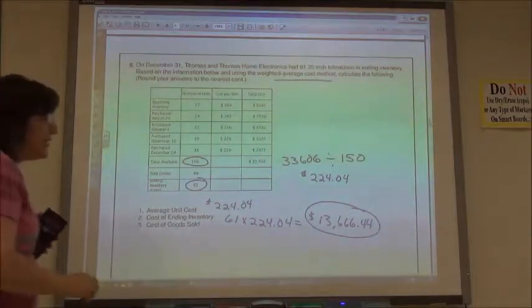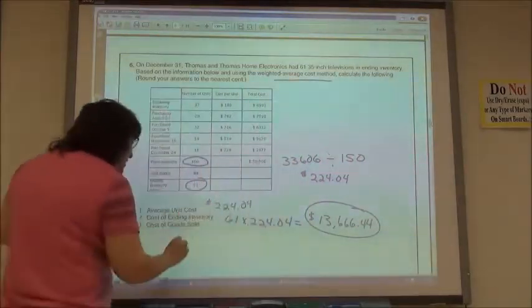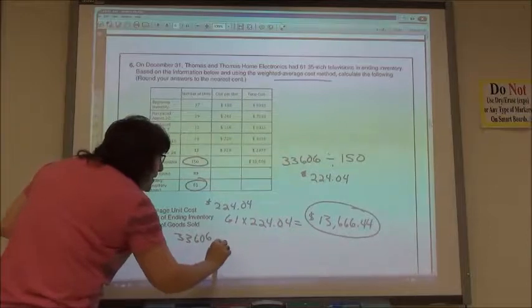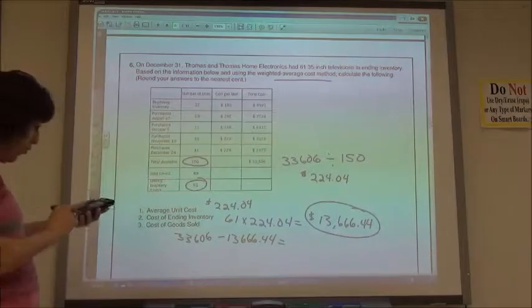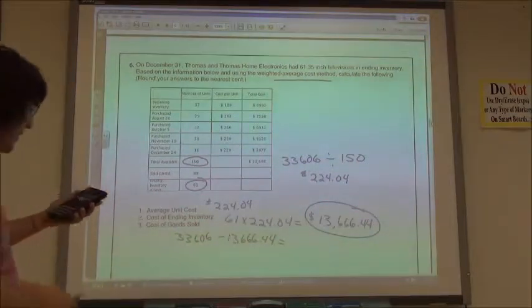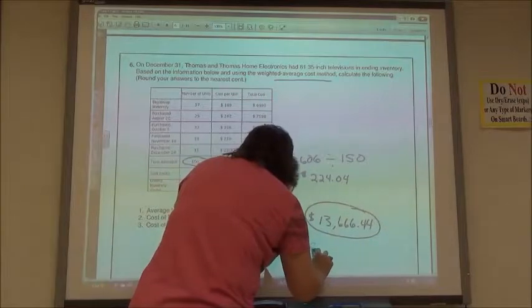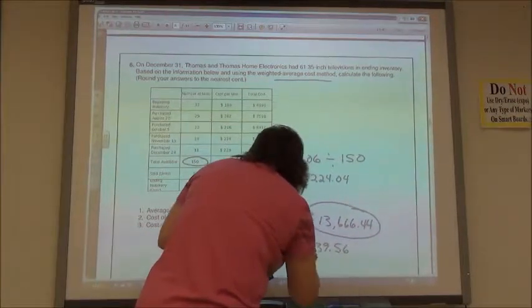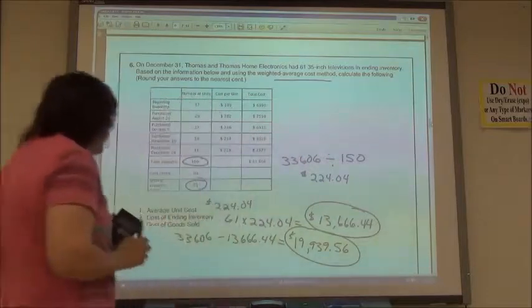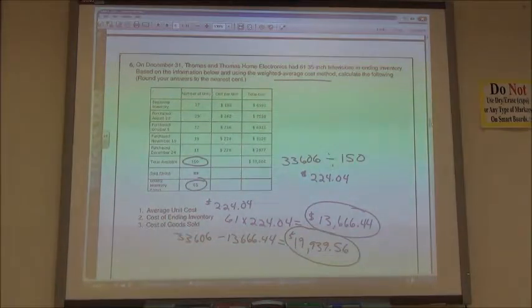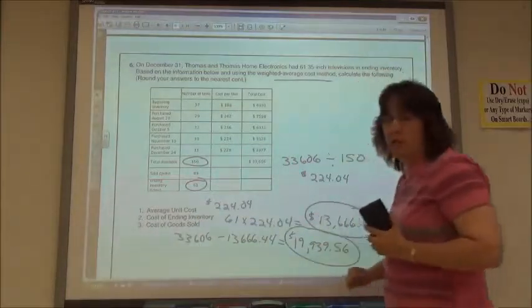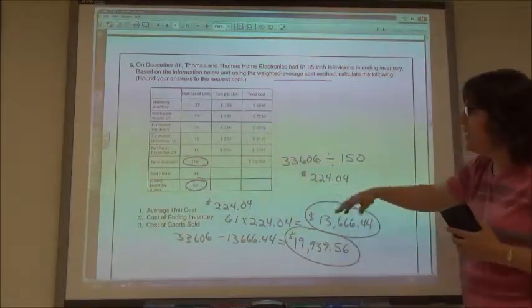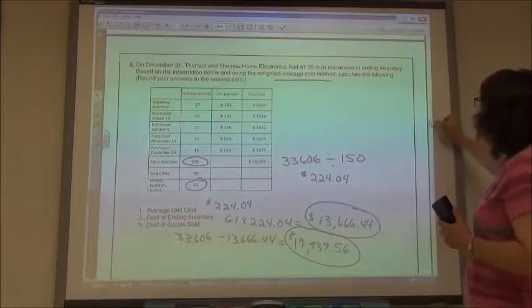What is the cost of the goods that I actually sold? Well, I spent $33,606, but I have $13,666.44 left in inventory. So what was the cost of what I actually sold? $19,939.56. So that's the average cost method. I find the average of each item and then I just multiply by what I have left in inventory.